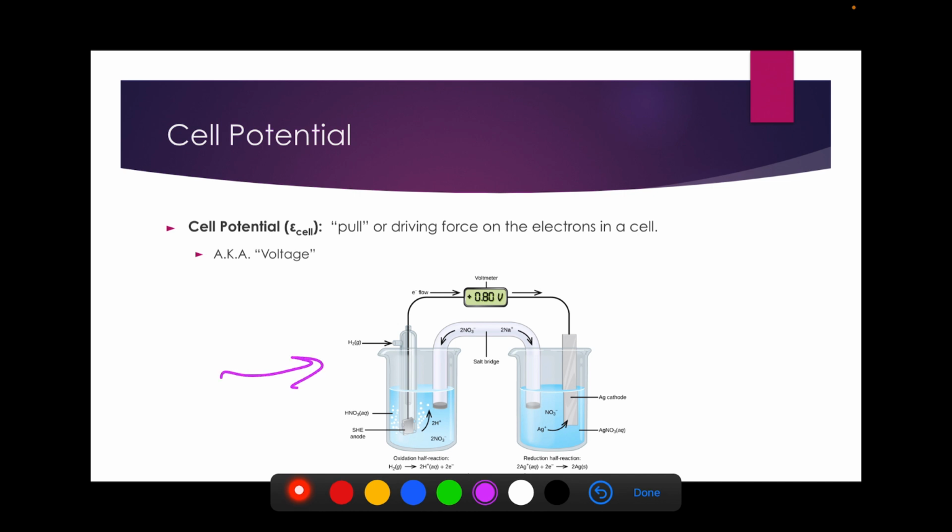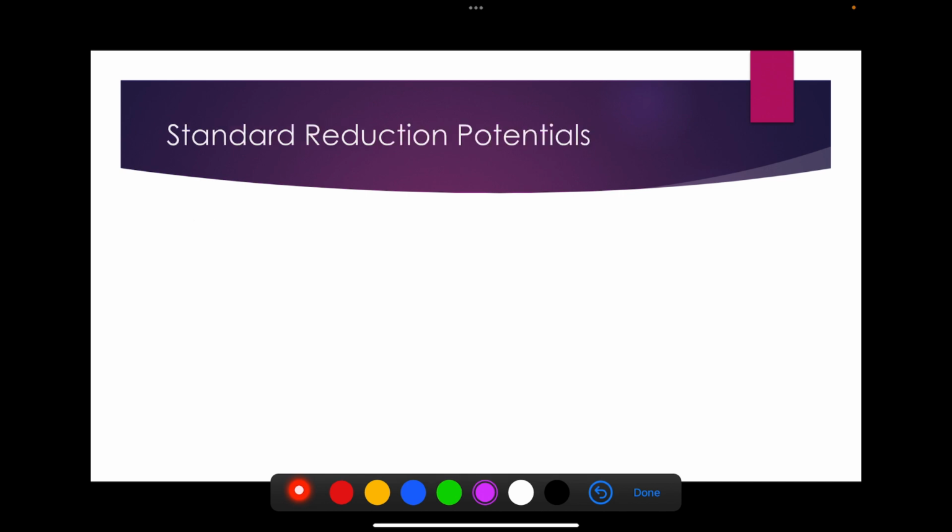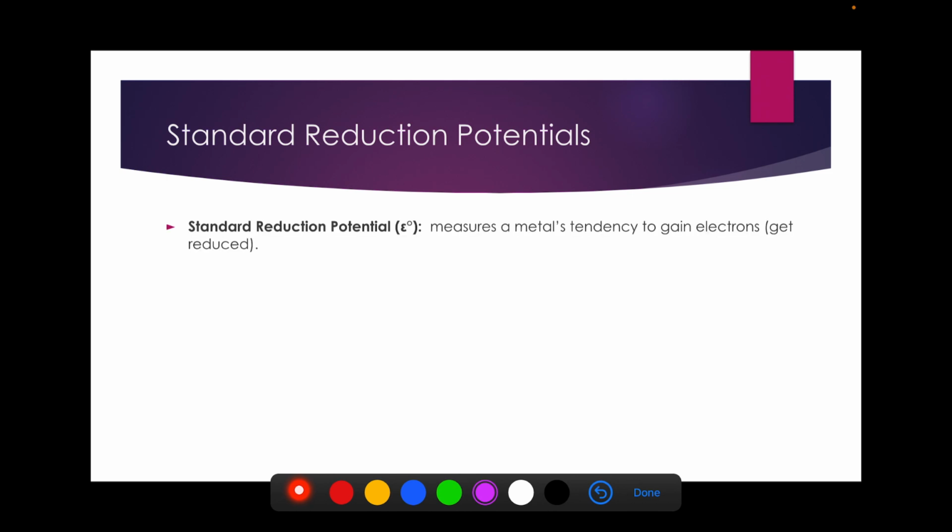So imagine a voltaic cell shown here. The electrons move through the cell from anode to cathode. And here we've put in a voltmeter to measure the driving force on those electrons, or the voltage, or cell potential. We can calculate cell potentials by using the standard reduction potentials of the two reactions in the cell.